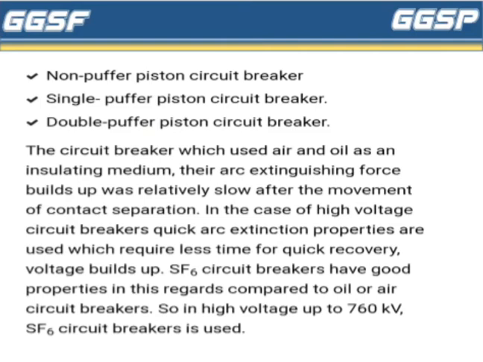In circuit breakers which use air and oil as an insulating medium, the arc extinguishing force builds up relatively slowly after the moment of contact separation. In case of high voltage circuit breakers, quick arc extinction properties are required, which need less time for quick recovery voltage build up. SF6 circuit breakers have good properties in this regard compared to oil or air circuit breakers. So in high voltage up to 760 kilovolt, SF6 circuit breaker is used.